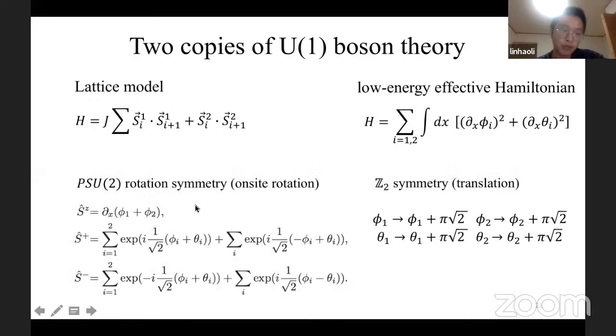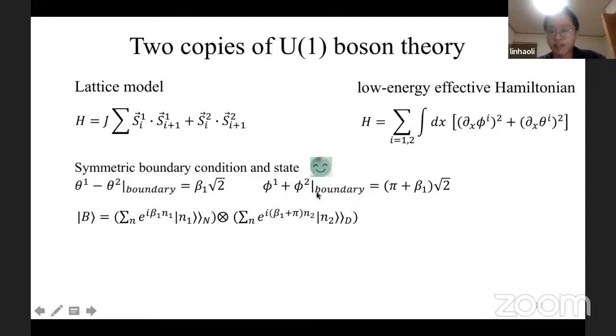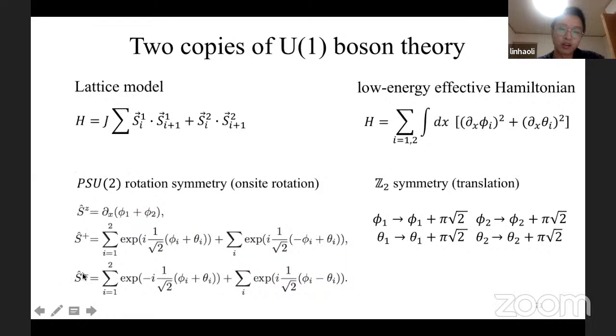And for the PSU(2) rotation symmetry, you need to consider its generators. And these generators will act on the boundary condition or boundary state as zero operators. For example, we can consider the S^z operator. And if the S^z operator is zero, phi 1 plus phi 2 should be a constant on the boundary. And this is just the second constraint in the boundary condition. And the first constraint in the boundary condition comes from the other two spin generators.